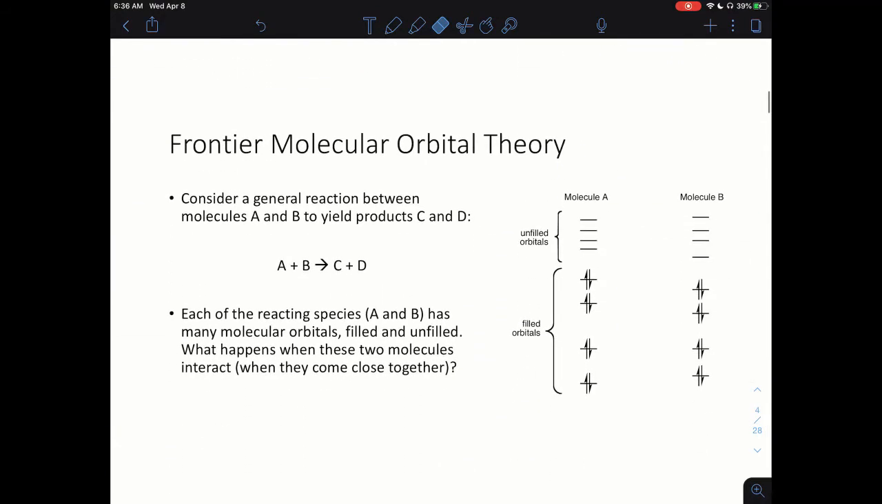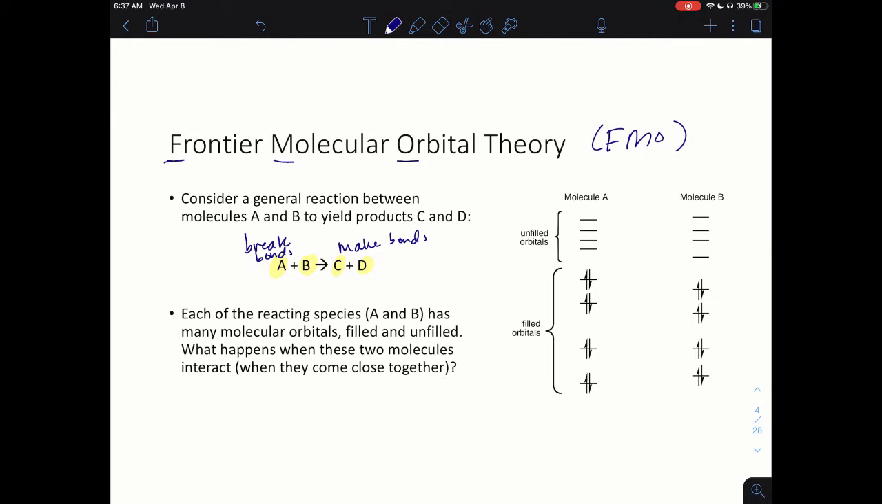So let's imagine that we mix together molecules A and B, and they generate C and D. Now, what happens when we do that? Well, of course, we're going to break bonds in A and B and make some bonds to end up with C and D. Now, if we want to think more deeply about what happens, it involves electrons, right? All chemistry is about electrons. And so frontier molecular orbital theory, or FMO theory, helps us consider what's going on with the electrons.